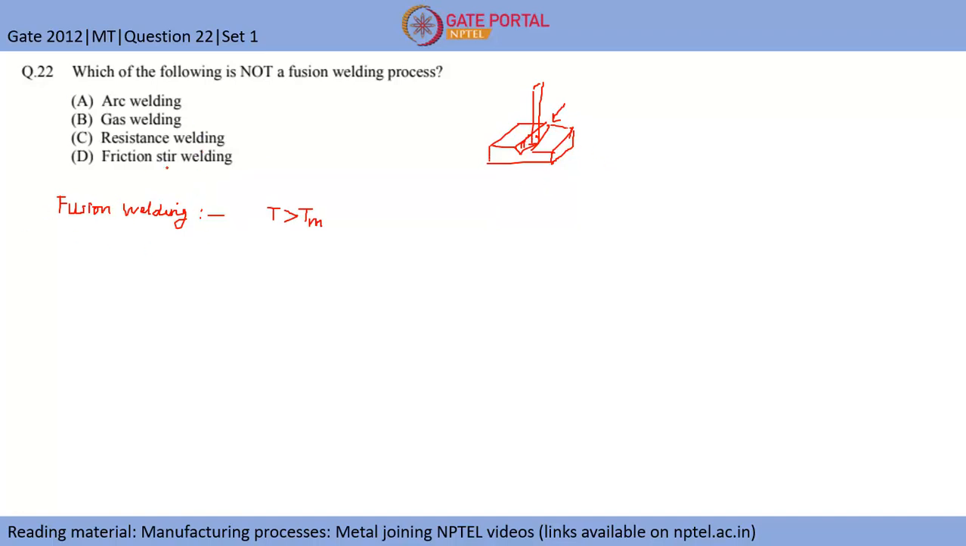Out of these options we need to find where the workpiece is not melted. In arc welding, the arc is created between the electrode as well as the workpiece. Similarly, in gas welding the same thing occurs where we use gas to melt the workpiece. And for C, resistance welding, we use electric current. Basically, let's say we have two sheets on top of each other. This is the first sheet and on top of that another sheet is there.